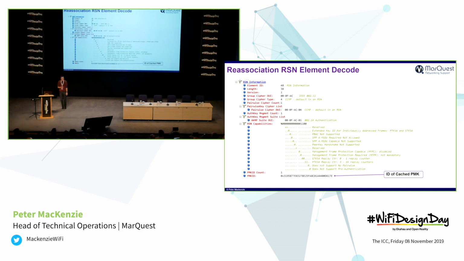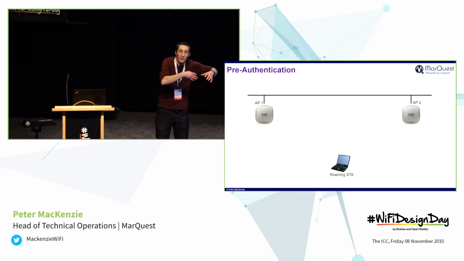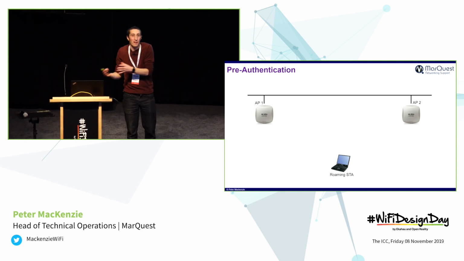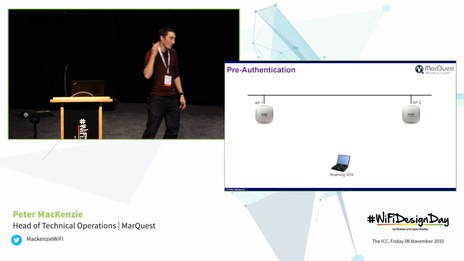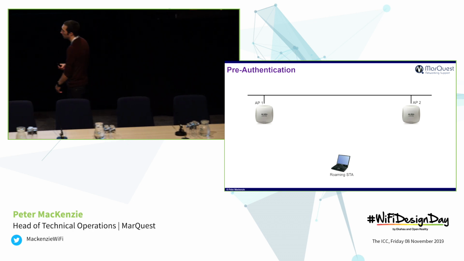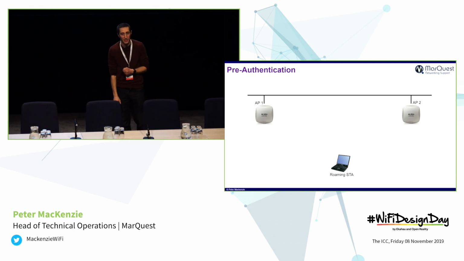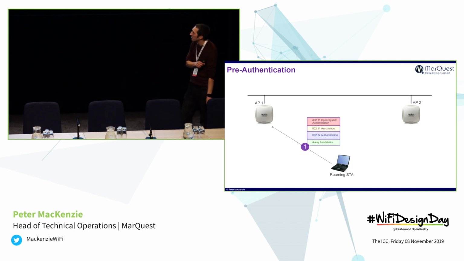So that's quite good. The problem with it is I can only use it when I'm moving back to an AP I've previously been authenticated to. And if I'm walking one direction through my organization, I'm never going to roam back to an AP I've previously been authenticated to. So an enhancement to pairwise master key caching, which builds on top of it, is something called PreAuthentication.